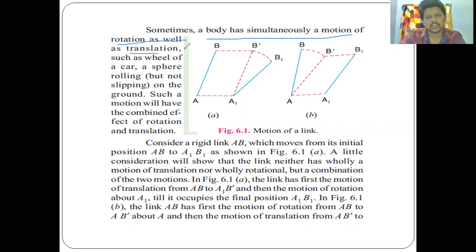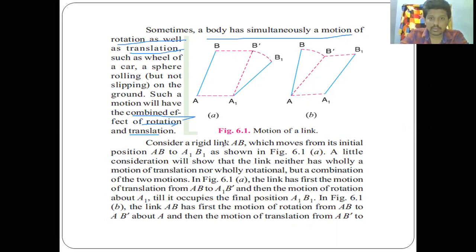and translation. Taking the example of a car wheel, when a car is moving, obviously the wheel will start rotating and it will also translate, because if you want to change the direction or the course of a car, the tire should move in a translatory way while rotating itself. So the motion can have a combined effect of both rotation and translation.